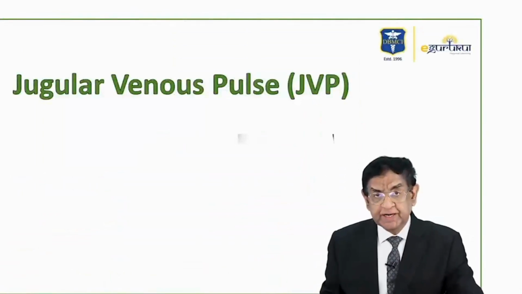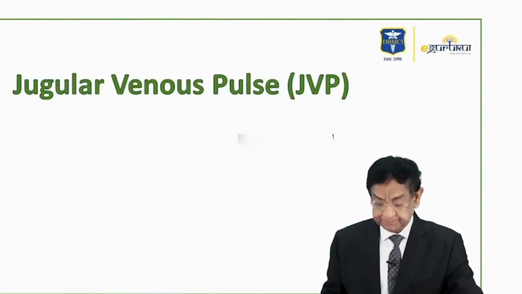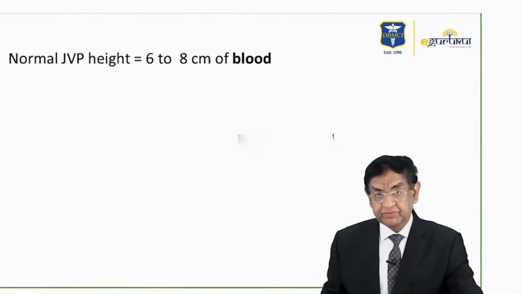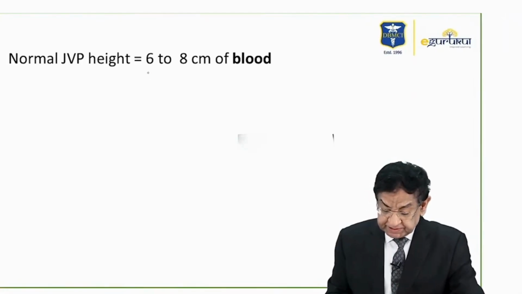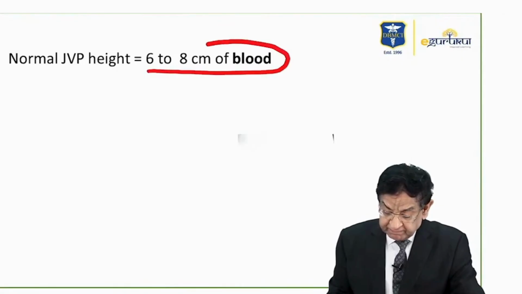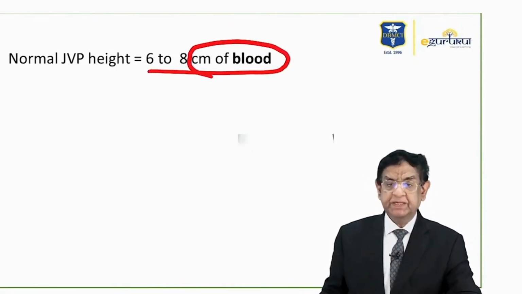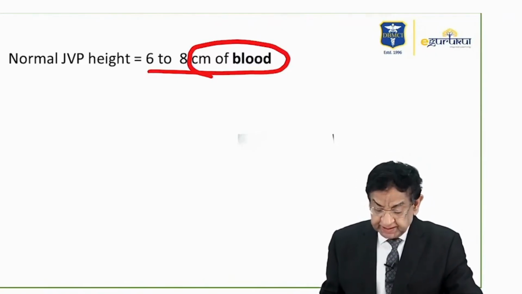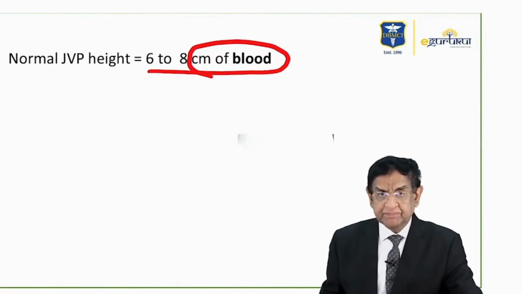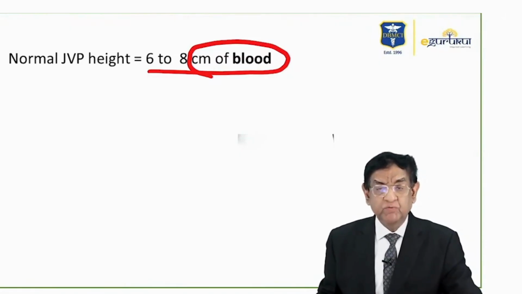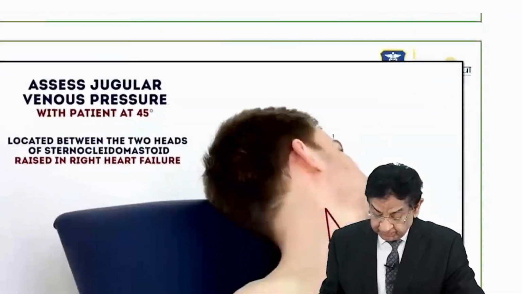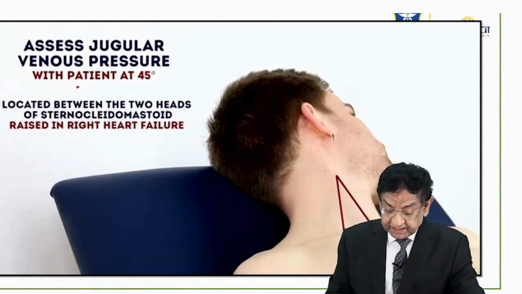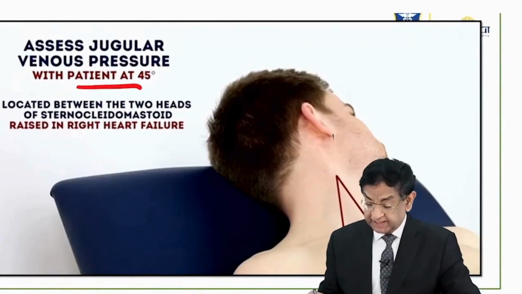Now I'll be talking to you regarding jugular venous pulse. What is the normal height of JVP? It is 6 to 8 centimeters of blood. This is the mistake students make. They usually talk about 6 to 8 millimeters of mercury or something. Best answer is blood. Why? Because whenever we measure the height, of course we measure with the patient inclined at 45 degrees, like this.